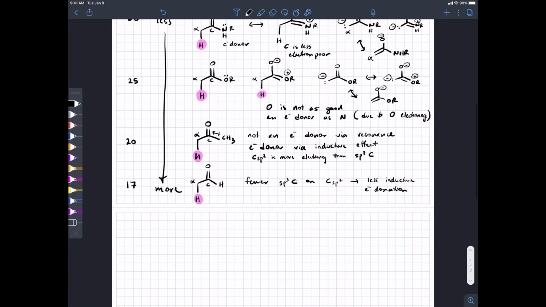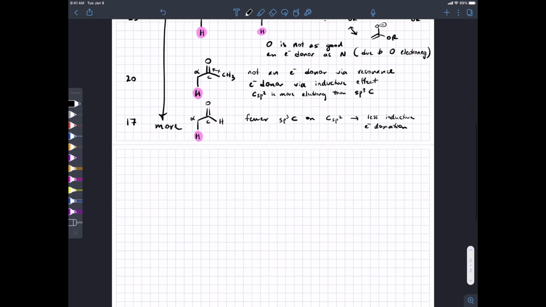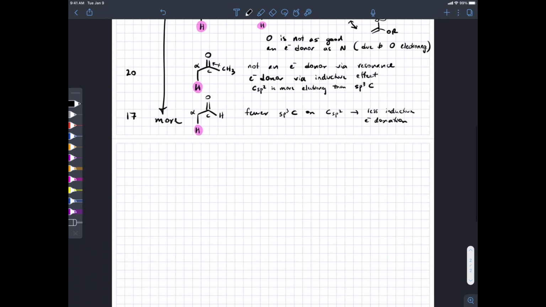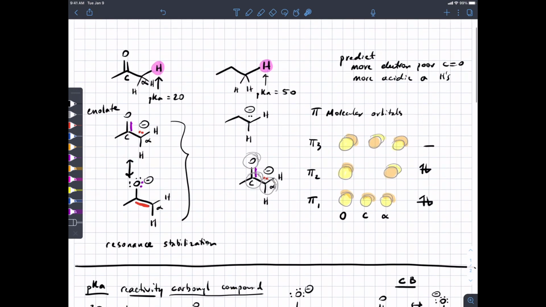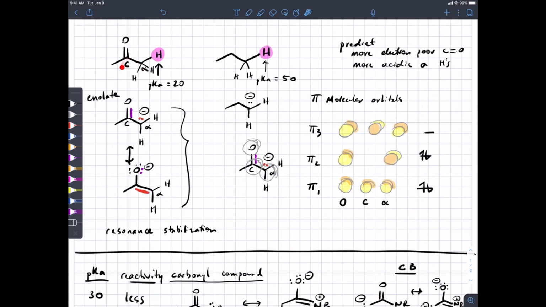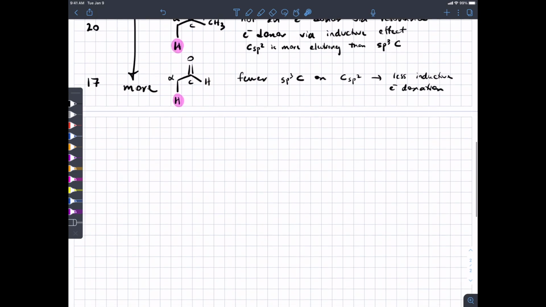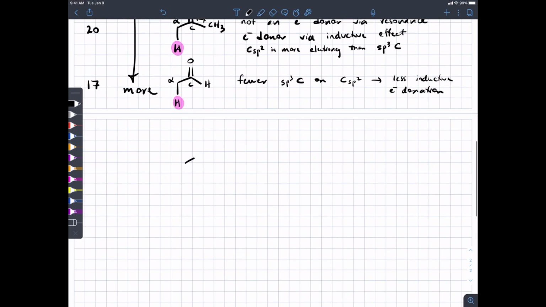All right. There are some other even more acidic alpha carbons. You can imagine that the thing that made an alpha carbon acidic in the first place was this neighboring carbonyl group. And you could ask the question, what if we had two neighboring carbonyl groups? So let's draw the following diester.